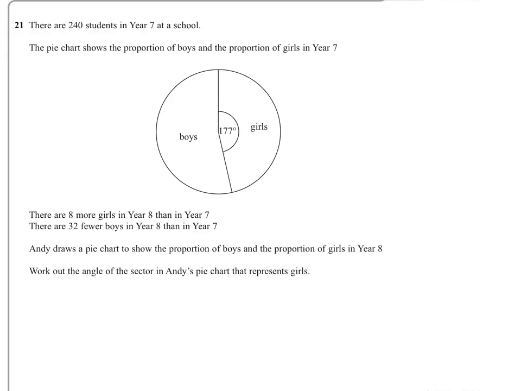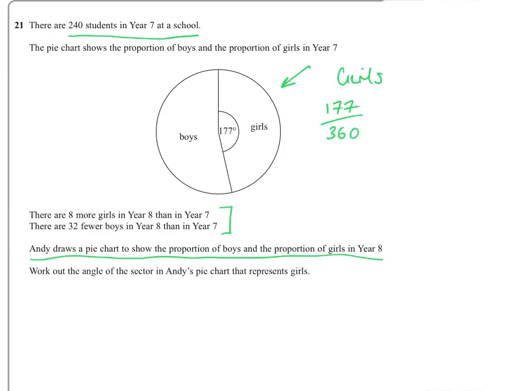Question 21. There are 240 students in Year 7 at a school, and that's shown here in a pie chart. It says some information about comparing this to Year 8, and Andy's going to draw a pie chart based on boys and girls in Year 8. So I think we should first look at how many boys and girls there actually are in Year 7 and in what proportion. So to work out the number of girls, then we're going to do 177 out of 360, because this was 177 and the whole turn would be 360. And we're going to times that by 240, and that's what fraction of 240, the total.